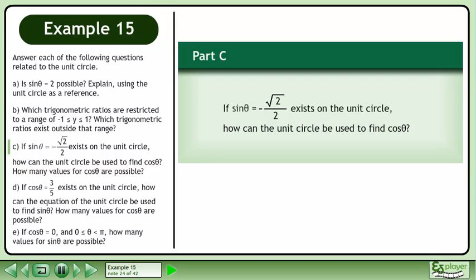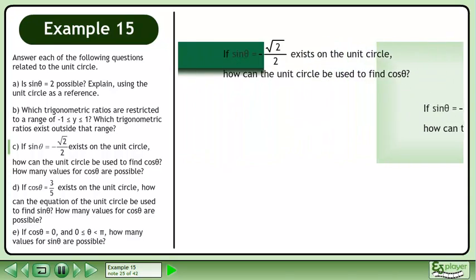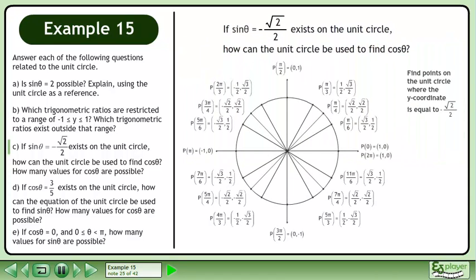Now we'll move on to part C. If sine theta equals -√2 over 2 exists on the unit circle, how can the unit circle be used to find cos theta? Find points on the unit circle where the y-coordinate is equal to -√2 over 2.